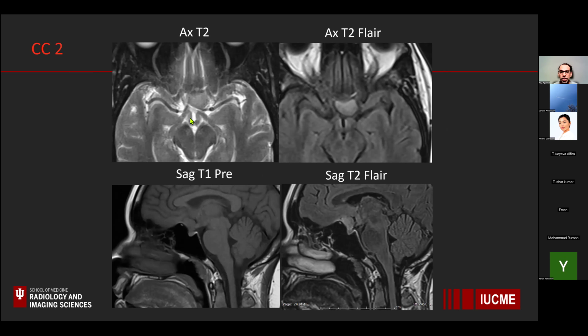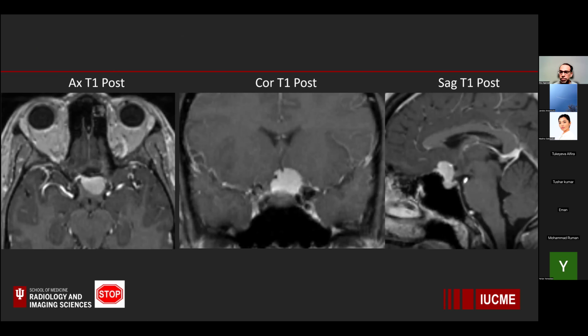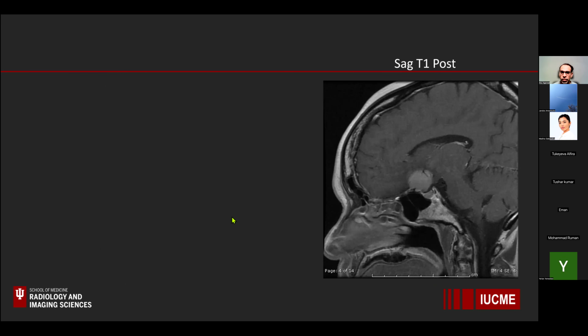Here's another companion case of a different mass, same lesion. Again, much better seen once we give contrast. Here it is, along the tuber cinereum. I'm sorry, the tuberculum sella and the planum sphenoidale. You can see the dural tails. Again, somewhat distinct from the gland itself. Again, the broad dural base along the planum sphenoidale. So this is a meningioma.